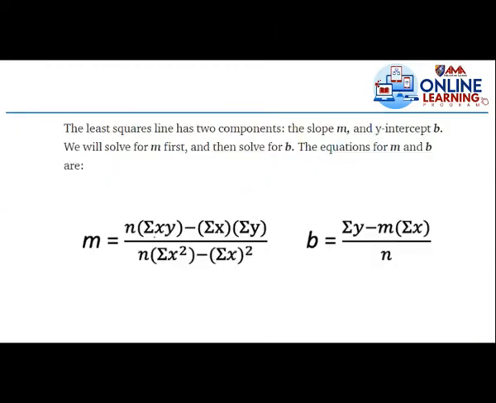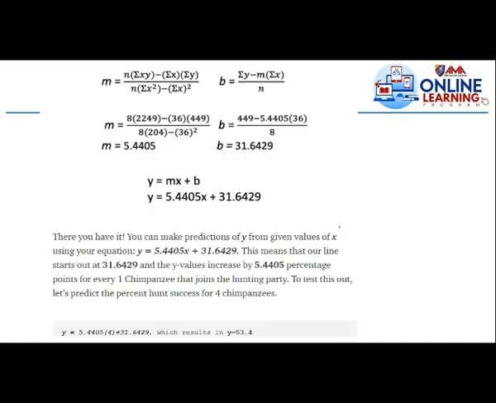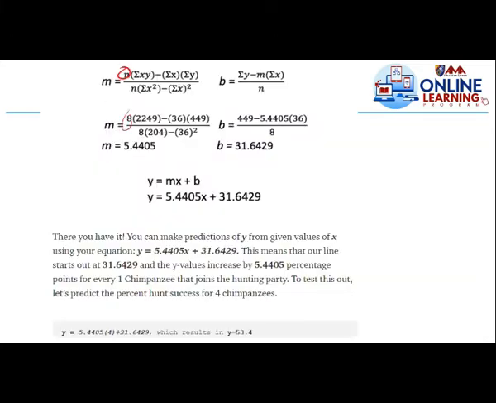So, kasi meron na tayong summation of xy, summation of x, summation of y, summation of x squared, and summation of y. So, from that, we can solve it. So, as you can see, no? Yung n natin, ano yung n natin? Ilan yung chimpanzee na pinag-aaralan? 1, 2, 3, 4, 5, 6, 7, 8. So, 8 ang n natin. So, 8 ang nilagay dito.